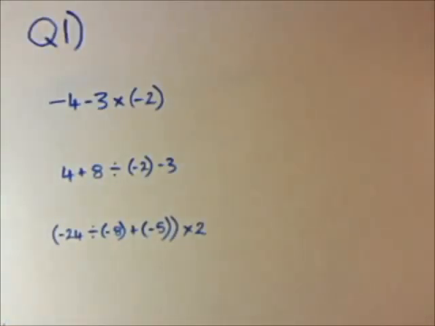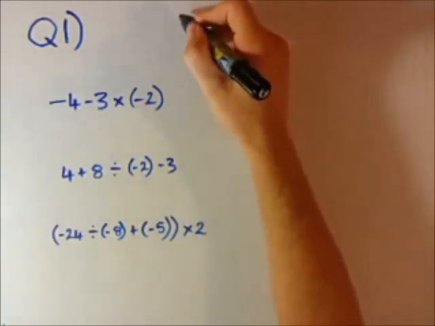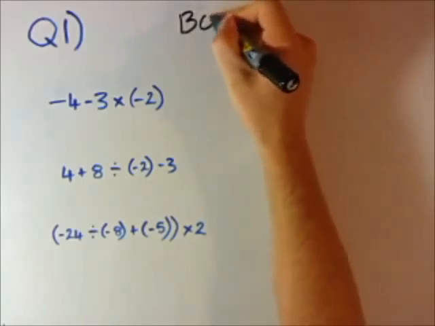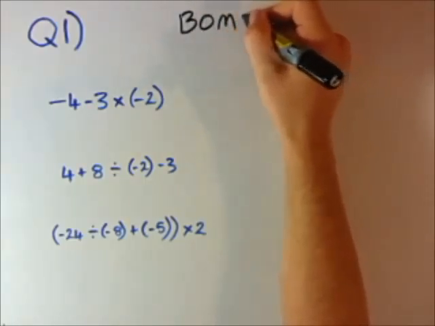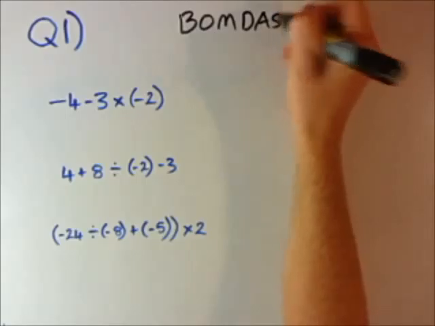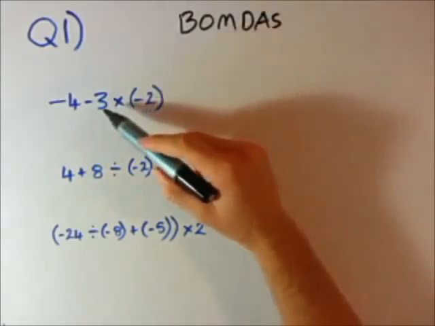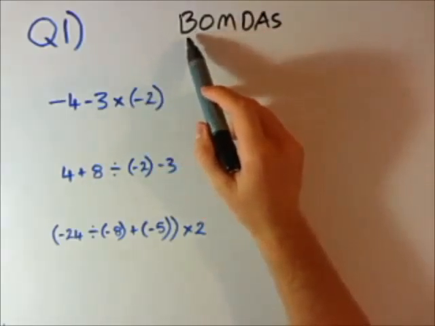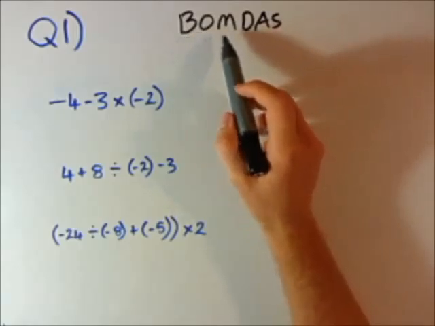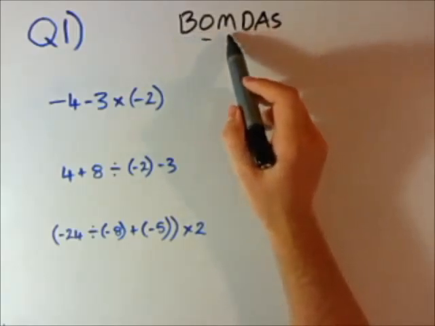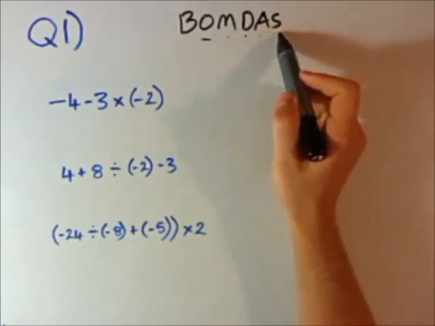Question 1. Now what we need to know for question 1 is the order of operations, or how we like to say it, BODMAS. This is the order that we do the signs in the equations. BODMAS stands for brackets, of, so you do the brackets first, then multiplication, division, addition and subtraction.